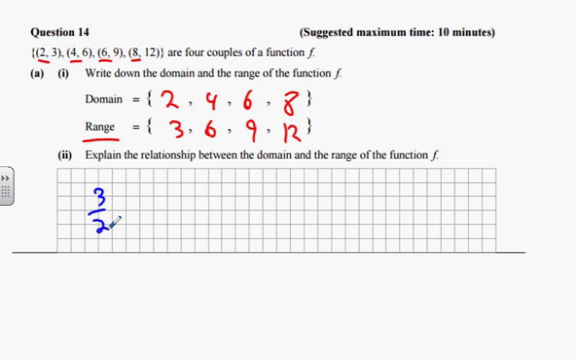So if I divide 3 by 2, I get 1.5. If I divide 6 by 4, I get 1.5. Divide 9 by 6, 1.5. And 12 by 8, 1.5. The range is 1.5 times bigger than the domain.